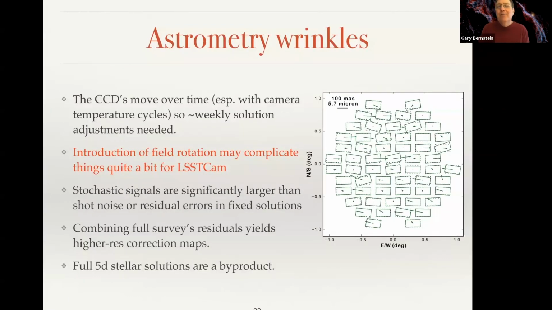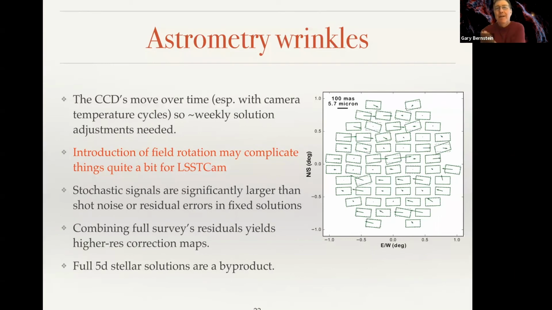Okay, other things to worry about that Rubin will want in their algorithms as well, and I think they already have, is that the CCDs move over time, especially when the camera is warmed up or cooled down. This is just an exaggerated diagram of how the CCDs and DECam shifted during one warm-up cycle, which happened to be the worst one. Okay.